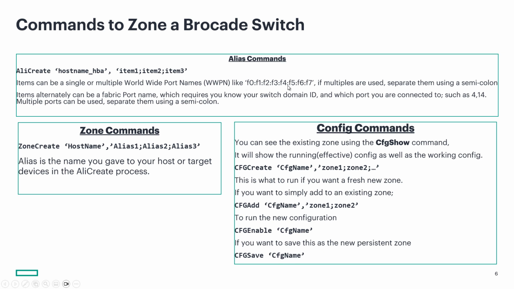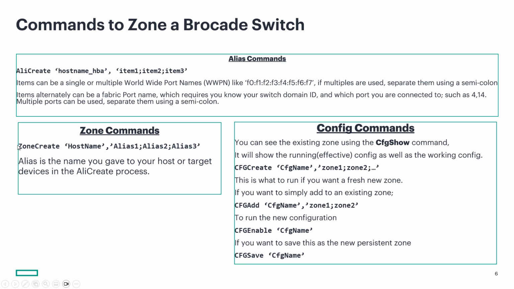And again, worldwide port names look like this. Your numbers will be different, but it's a series of hexadecimal numbers separated by colons. And simply to put multiples in here, you put semicolons between them. Now that's the exact same process to create a zone, because an alias doesn't do anything. An alias is just an easy way for you to monitor things.